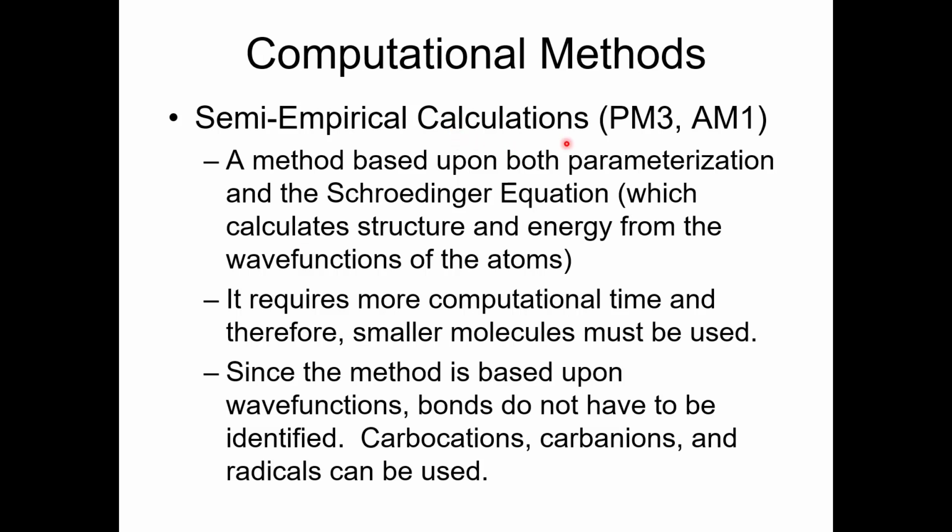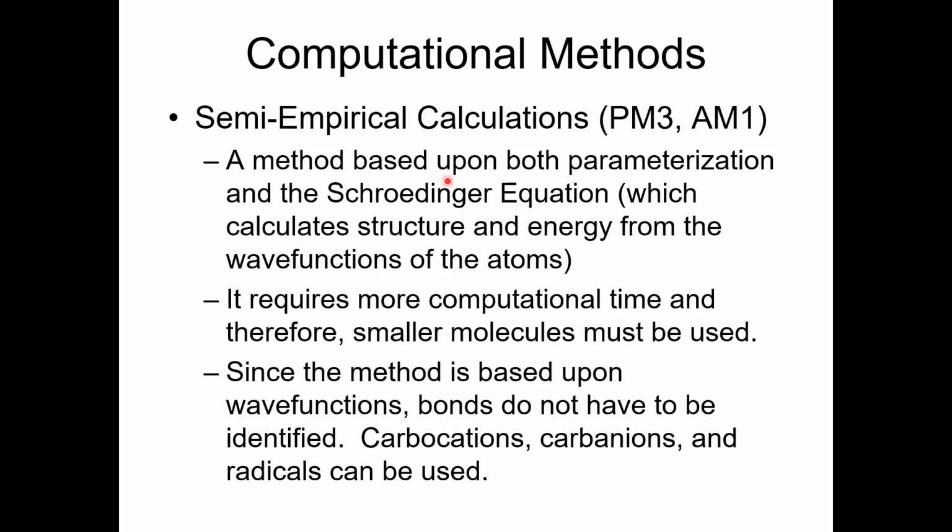Our next level up is what's called semi-empirical. And there are different versions of this. We'll do some calculations with PM3. There's AM1, I believe there's a PM5 now, there's MNDO. There's a bunch of these different parameter sets, but they all fit into what are called semi-empirical calculations.